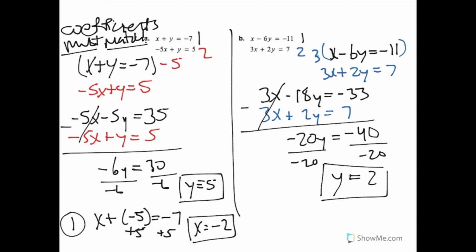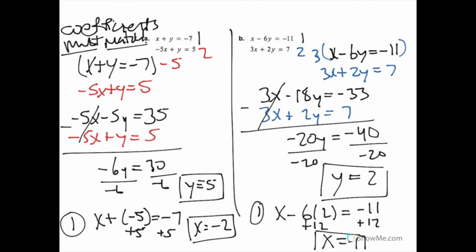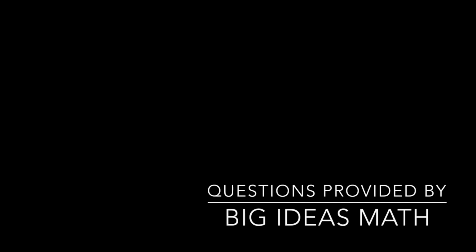And now that I have y by itself, I'm going to take it back to the first equation. x minus 6y is equal to -11, subbing out that y for the 2, and then I get x by itself, which is equal to just positive, or +1. That's right. The watermark makes it a little difficult to see there, but that's how you work out the two examples of solving systems by elimination.